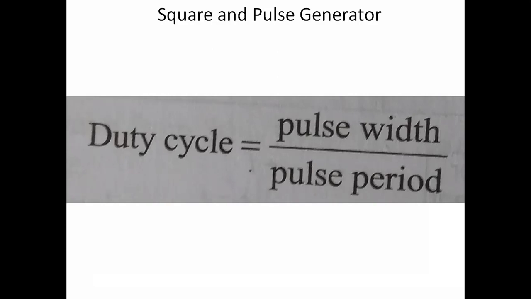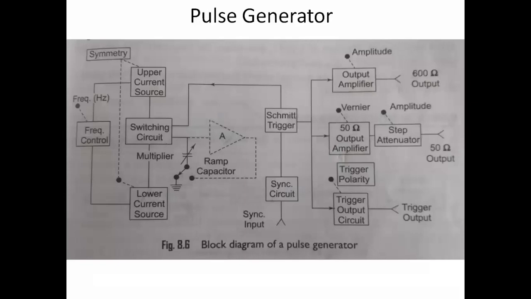Generally with this pulse generator block diagram, we can produce a frequency range of 1 Hz to 10 megahertz. Okay.